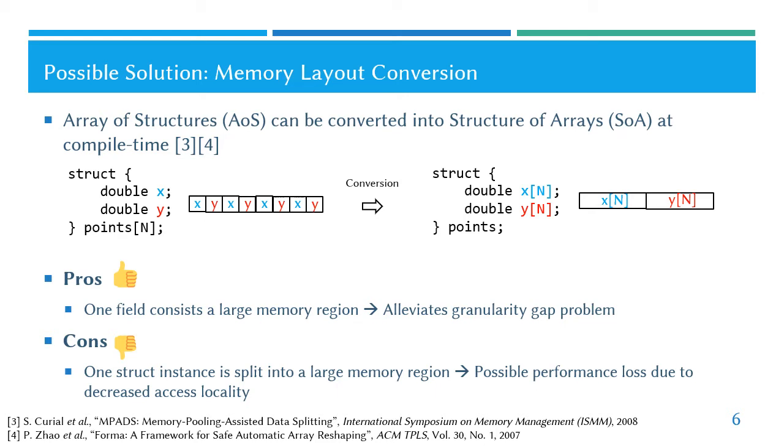The good point of this conversion is that one field constitutes a large memory region, so it can alleviate the granularity gap problem. However, the bad point is that one struct instance is split into a large memory region, so it may cause possible performance loss due to the decreased access locality.